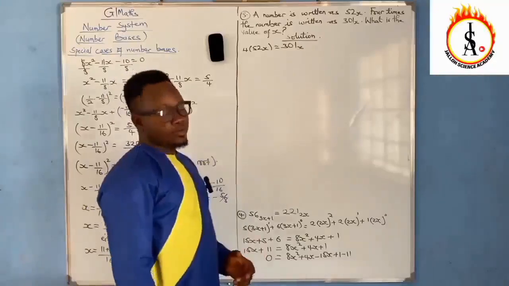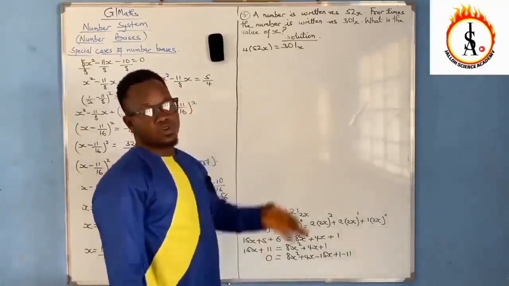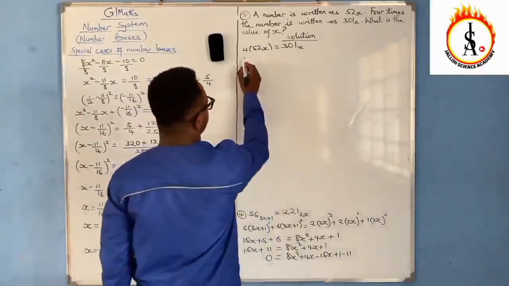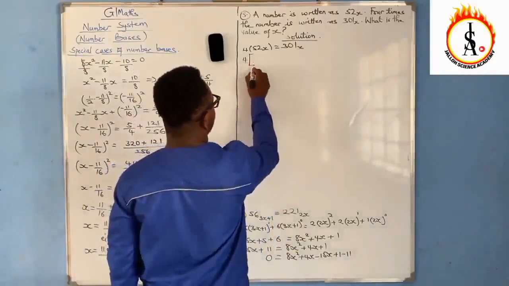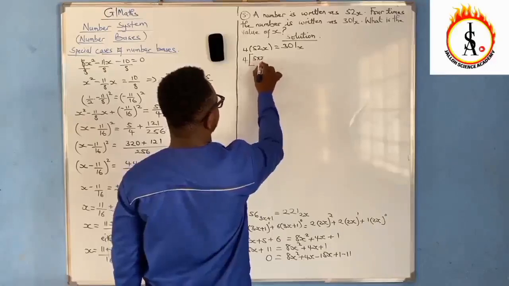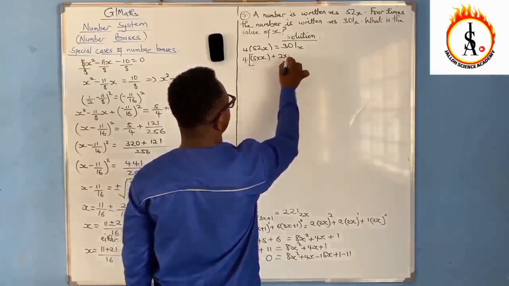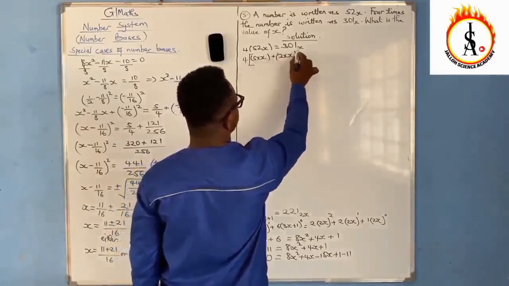So if you come across a question like this, what you do, you have to convert these to base 10 numbers. That is 4 into 5 multiplied by x plus 2 multiplied by x.